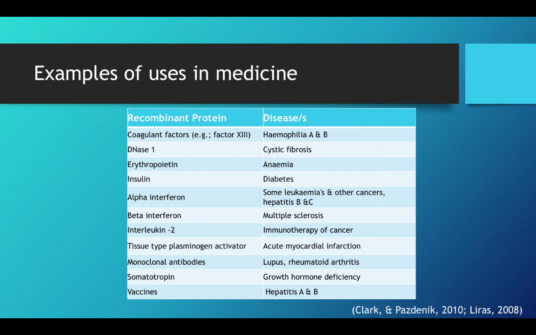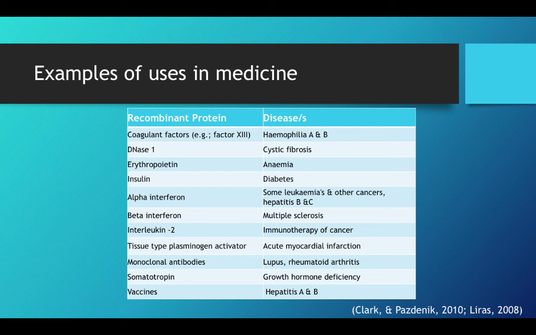Alpha interferon can be used to treat some leukemias and other cancers, as well as hepatitis B and C. Beta interferon is used in the treatment of multiple sclerosis. Interleukin 2 is used in immunotherapy of cancer. Tissue-type plasminogen activator can be used to treat acute myocardial infarction. Monoclonal antibodies can be used to treat lupus and rheumatoid arthritis.